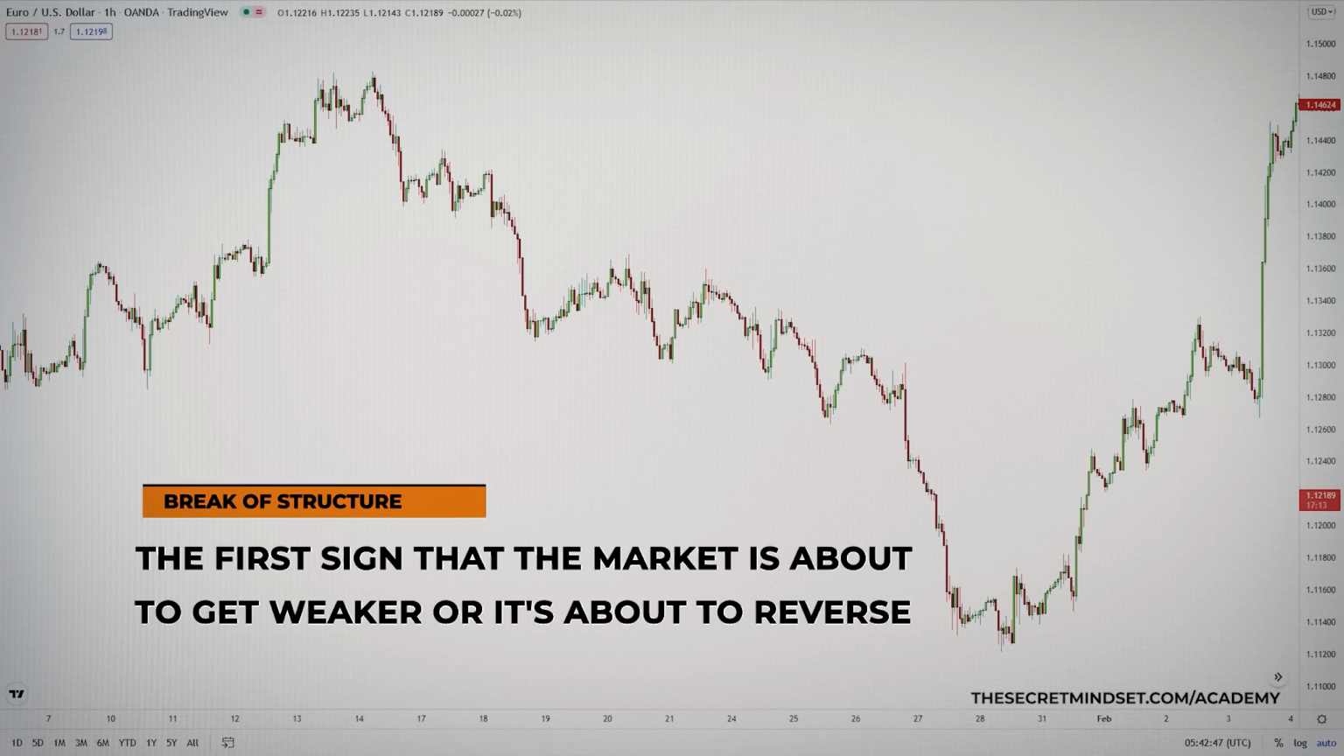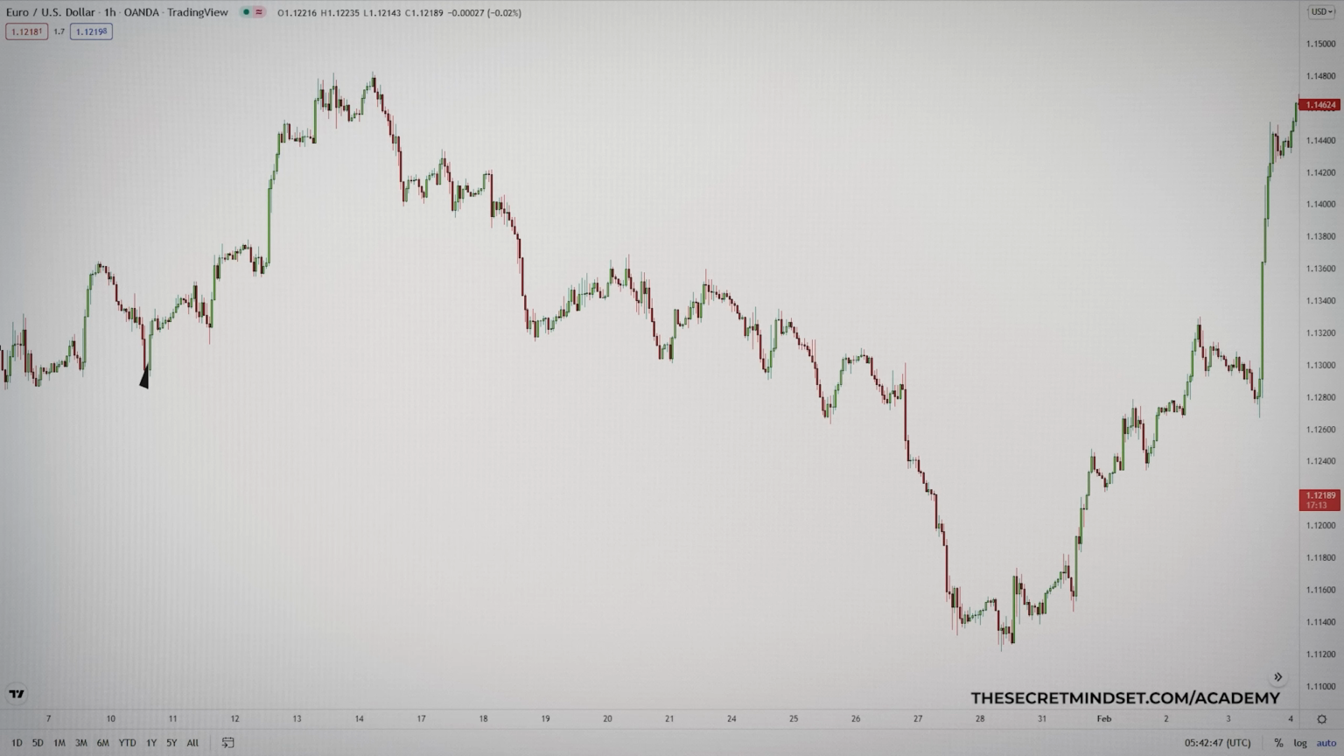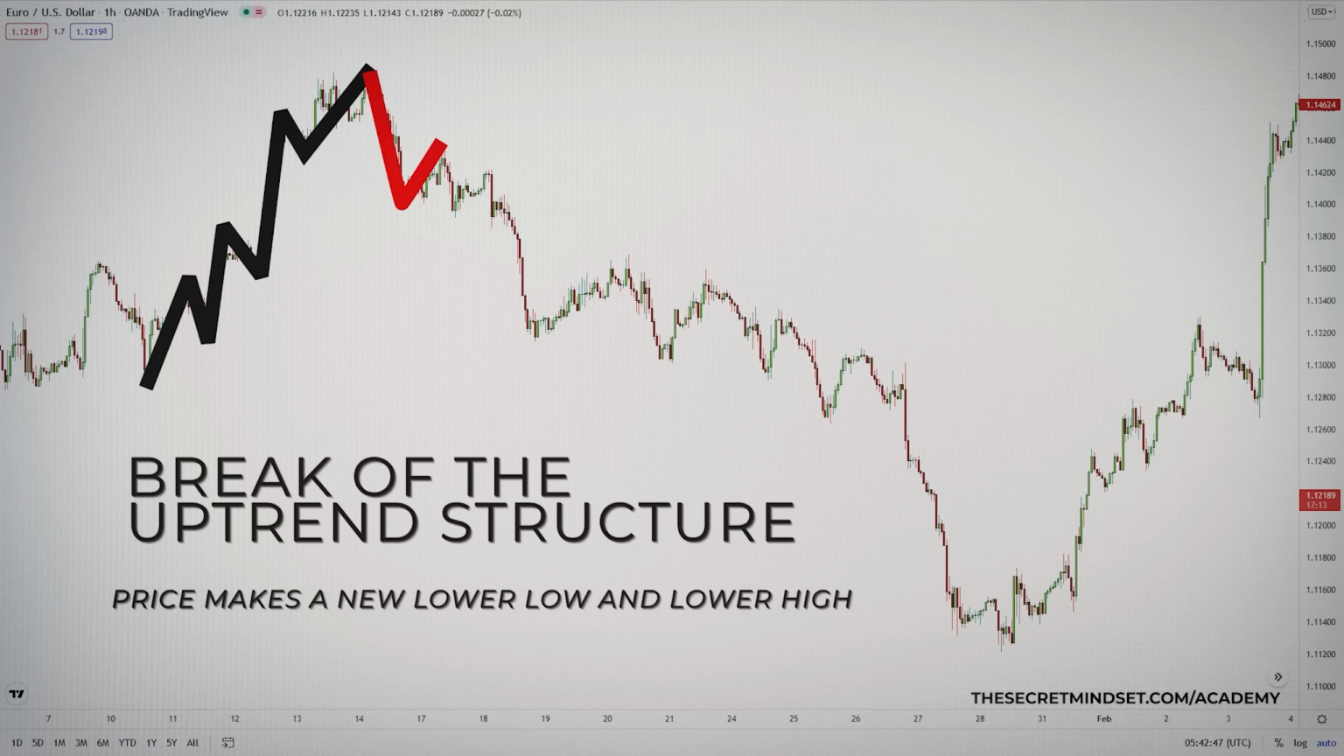Now, the over and under pattern represents a break of structure in the market. The break of structure is the first sign that the market is telling you that it's about to get weaker or it's about to reverse. Let's say we have an uptrend, higher highs and higher lows. We have a break of the structure when the price makes a new lower low and a lower high. This tells you that this trend could be weakening or it could reverse.